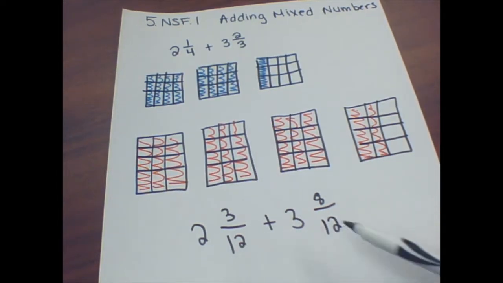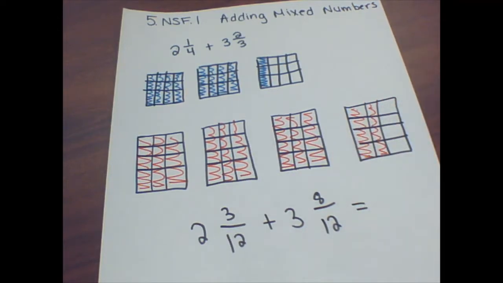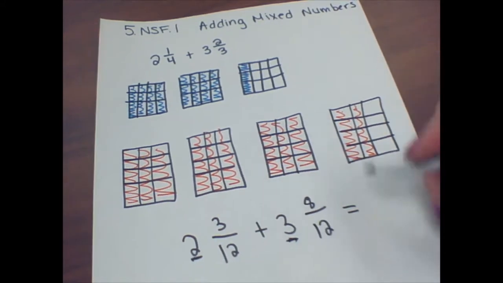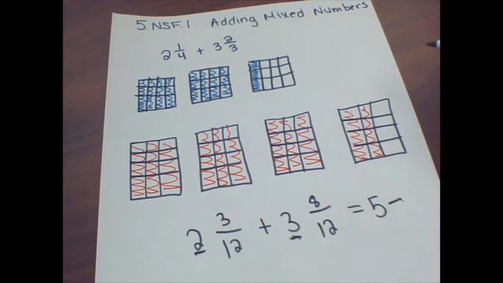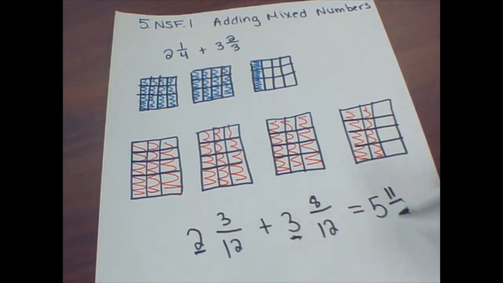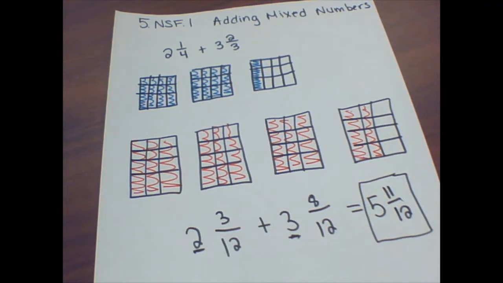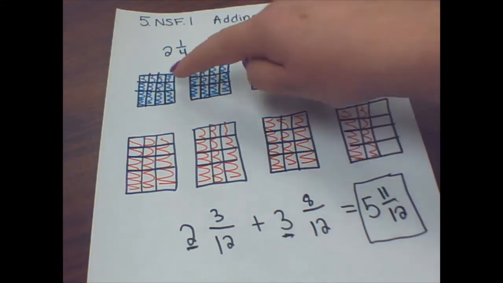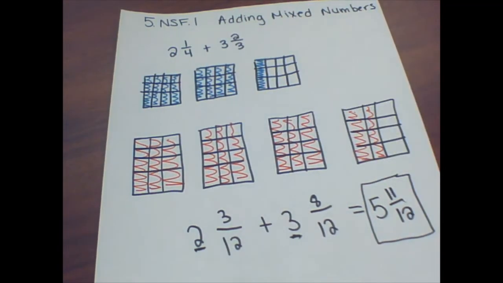Are my denominators the same? Yes, they are. So I can go ahead and add. The first thing I'm going to do is add my whole numbers. 2 plus 3 is 5. If I add my numerators, 3 plus 8, I get 11 over 12. And that's my answer. So remember, adding mixed numbers is very similar to just adding fractions and fractions. You just have to make sure you draw out your models for your wholes. All right, keep practicing at home.